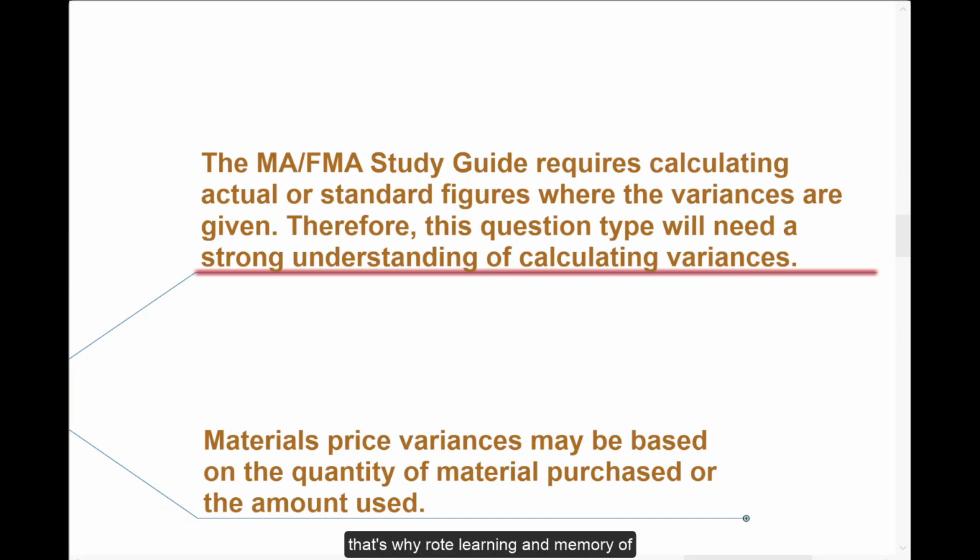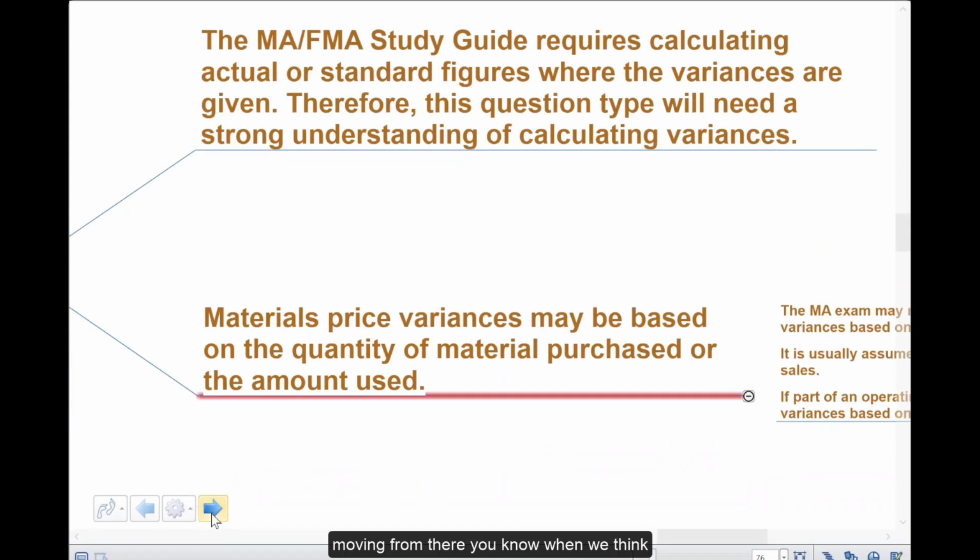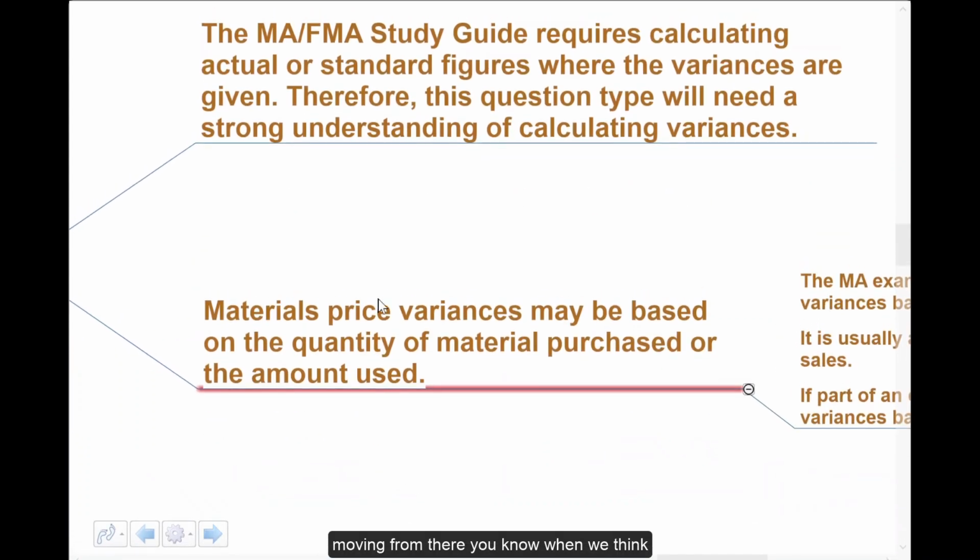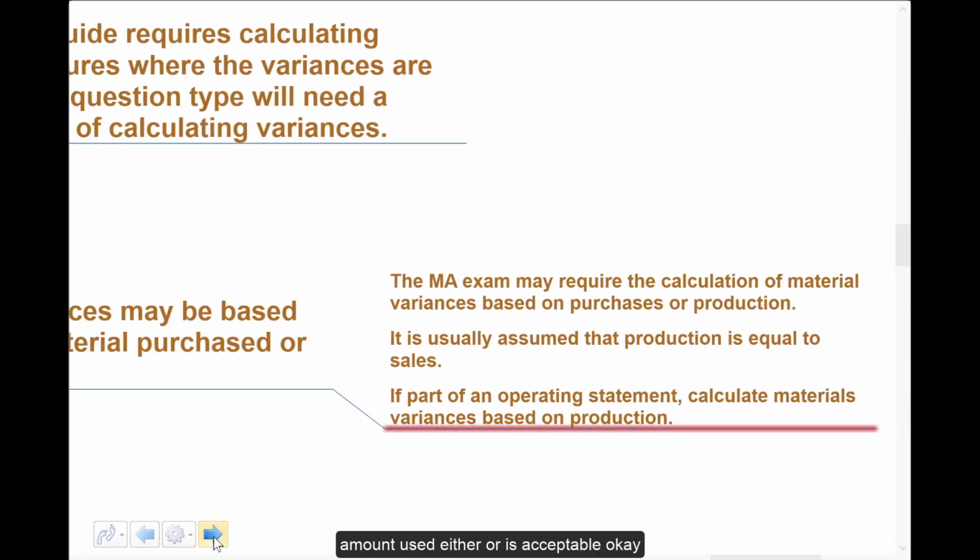That's why rote learning and memory of the formulas, i.e. the calculations, is so important, because the examiner is going to put you in a position where you have to work in a number of different ways. Moving from there, when we think about materials price variance, it could be based on the material purchased or possibly the amount used. Either is acceptable.